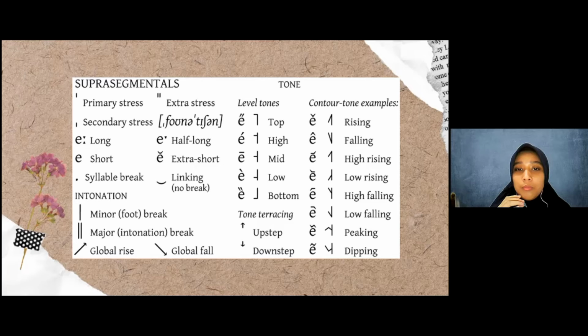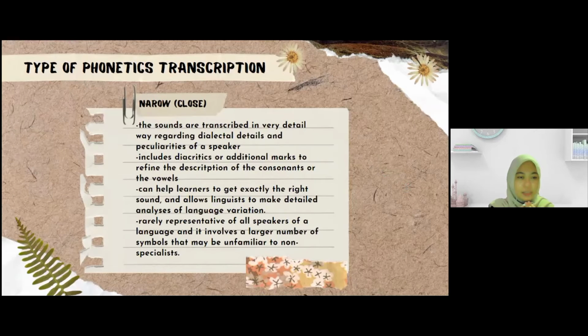Thank you. Hello, my name is Nisa. I will explain about types of phonetic transcription. Phonetic transcription falls into two types, narrow transcription and broad transcription. In narrow transcription, the sounds are transcribed in a very detailed way regarding dialectal details and peculiarities of the speaker. Narrow transcription includes diacritics or additional marks to refine the description of the consonants or the vowels.